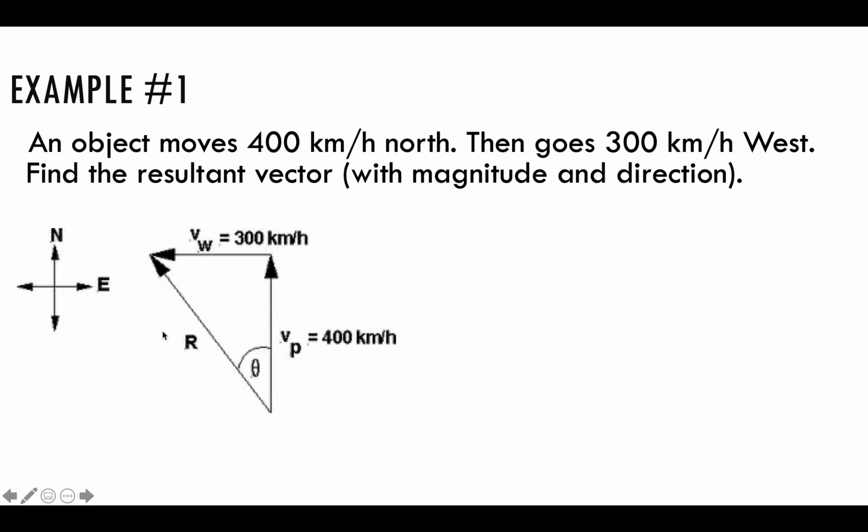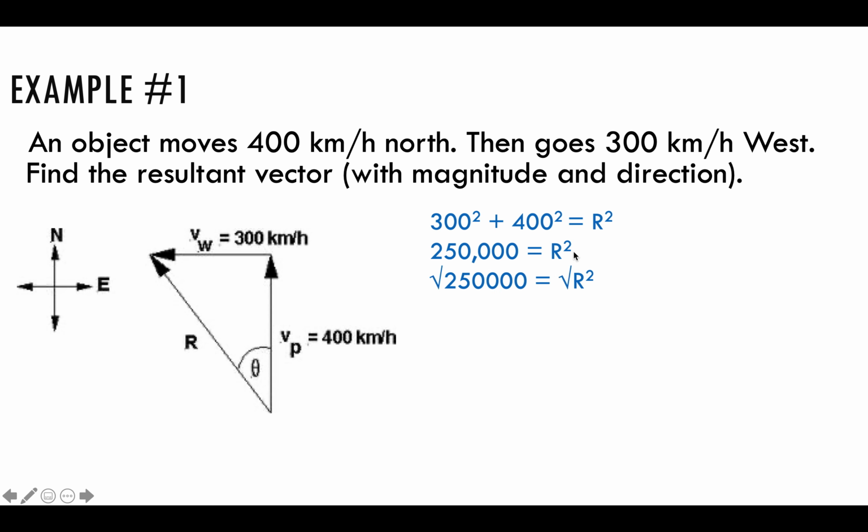Okay, so I want to find the value of r. I've labeled that as my resultant vector, and I also need to find this angle here to include with my direction. Right, so we're going to use the Pythagorean theorem. We're going to plug in 300 squared plus 400 squared, because those are the legs of my triangle, and that equals r squared. So when I add up in the calculator 300 squared plus 400 squared, that's going to give me 250,000 equals r squared.